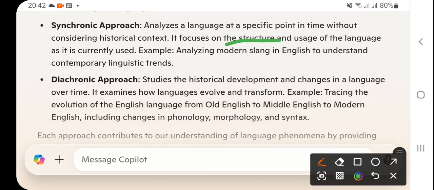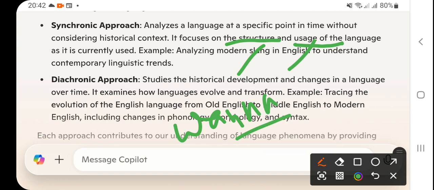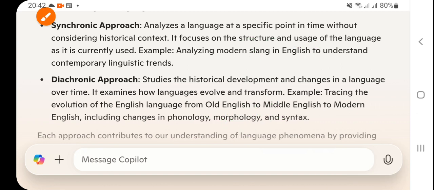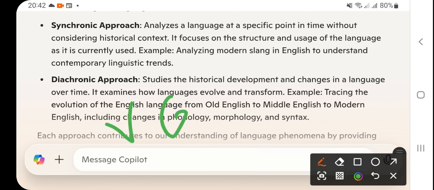So that is the structure and usage of the language as it is currently used. What is the structure right now and what is the usage right now? Suppose "wanna", right? These are new words. So that is an example of how usage is different, and then structure. I gave you an example: there is no word for "care for you". So these are synchronic.